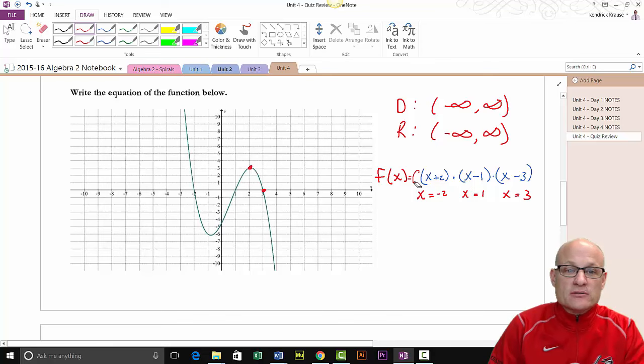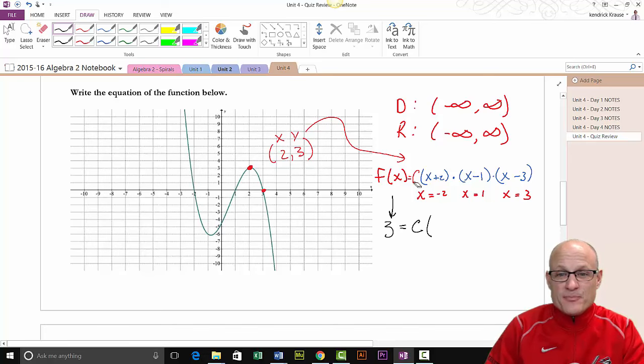This looks like a nice point right here. That point is 2, 3. This is my x value. This is my y value. And I'm going to plug this into this equation to see if I can find c. So 3, which is the y value, is equal to whatever this constant turns out to be. And we're going to plug in the 2 for x. So 2 plus 2 times 2 minus 1 times 2 minus 3. Well, this is 3 is equal to c times 4 times 1 times negative 1.